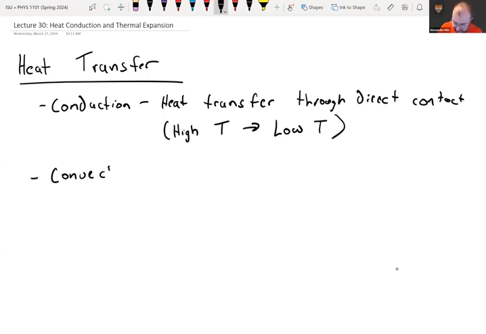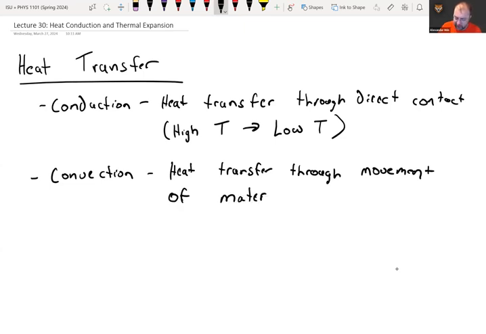Convection, I want to talk about briefly, and then we won't come back to this. Basically, this is heat transfer through movement of material. You've probably heard this in the term convection oven. In a normal oven, you get the heating element really hot. That heat conducts to the air, which in turn conducts to the food. So it's all basically conduction through different materials.